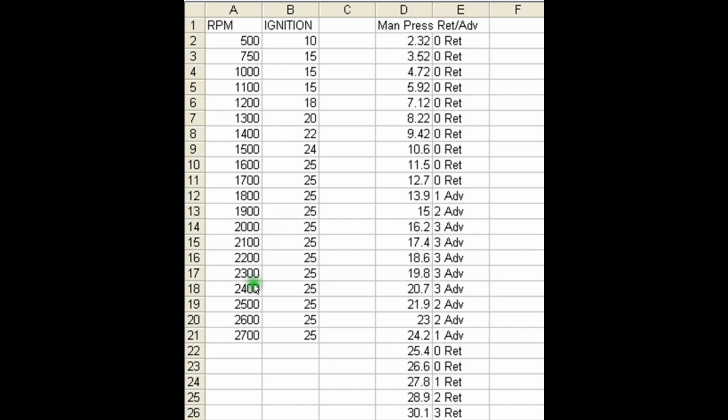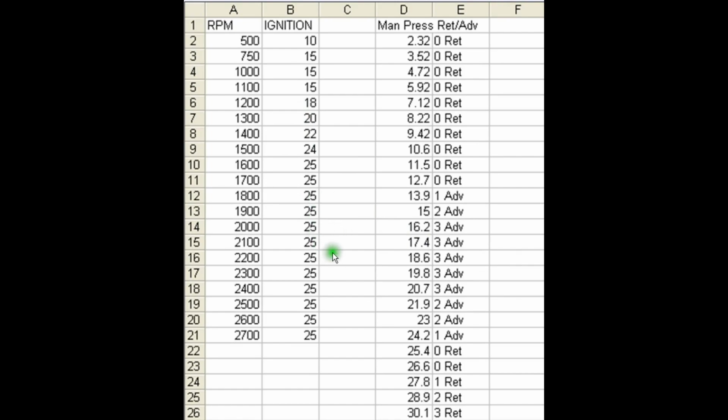So if we have an example here, we'll say 2400 RPM, we've got 25 degrees, and we'll say at sea level, we're able to pull 28.9 inches at wide open throttle. We've got 2 degrees of retard here. So the total ignition timing would be 25 minus 2. That would give us 23 degrees total, which you'd be able to see in the gauge modes. And if we're at high altitude, again, wide open, 2400 RPM, but we're only able to pull, we'll say, 18.6 inches wide open, the computer would be adding 3 degrees of advance. So it would be 25 degrees RPM timing plus 3 degrees of advance. And that will give us 28 degrees total.